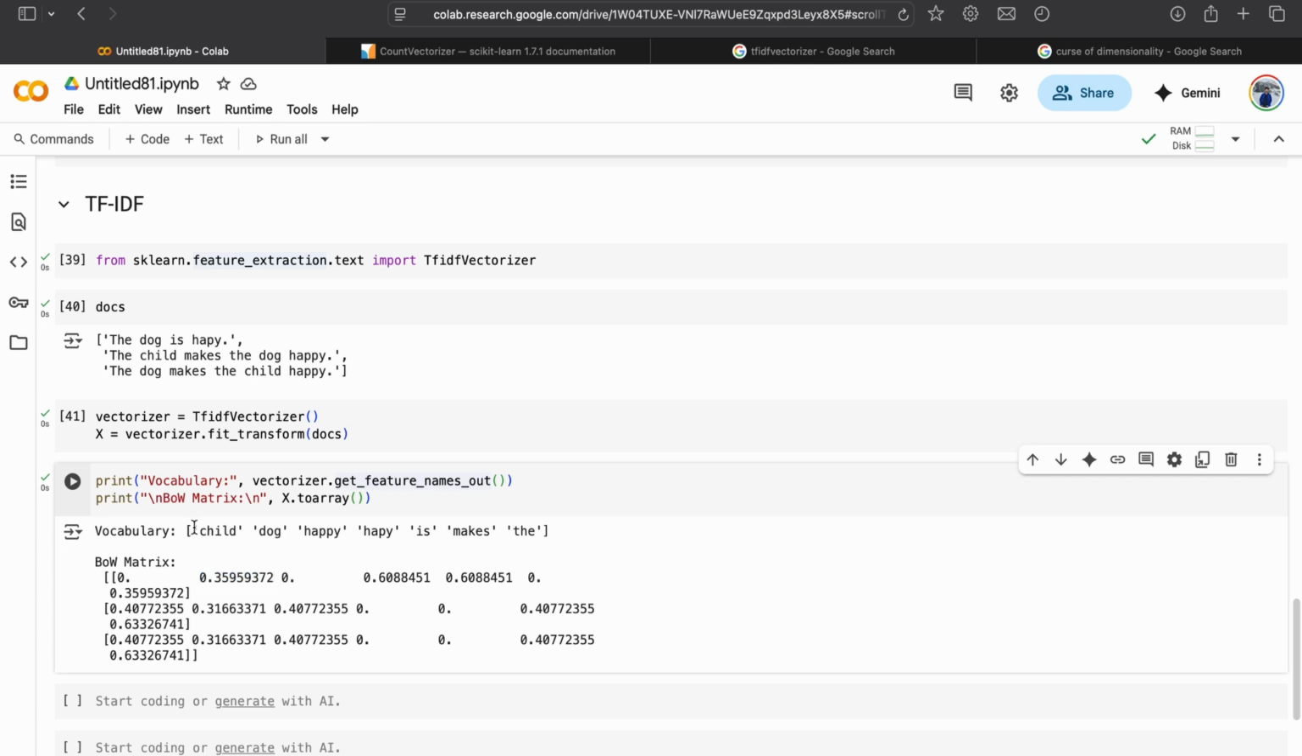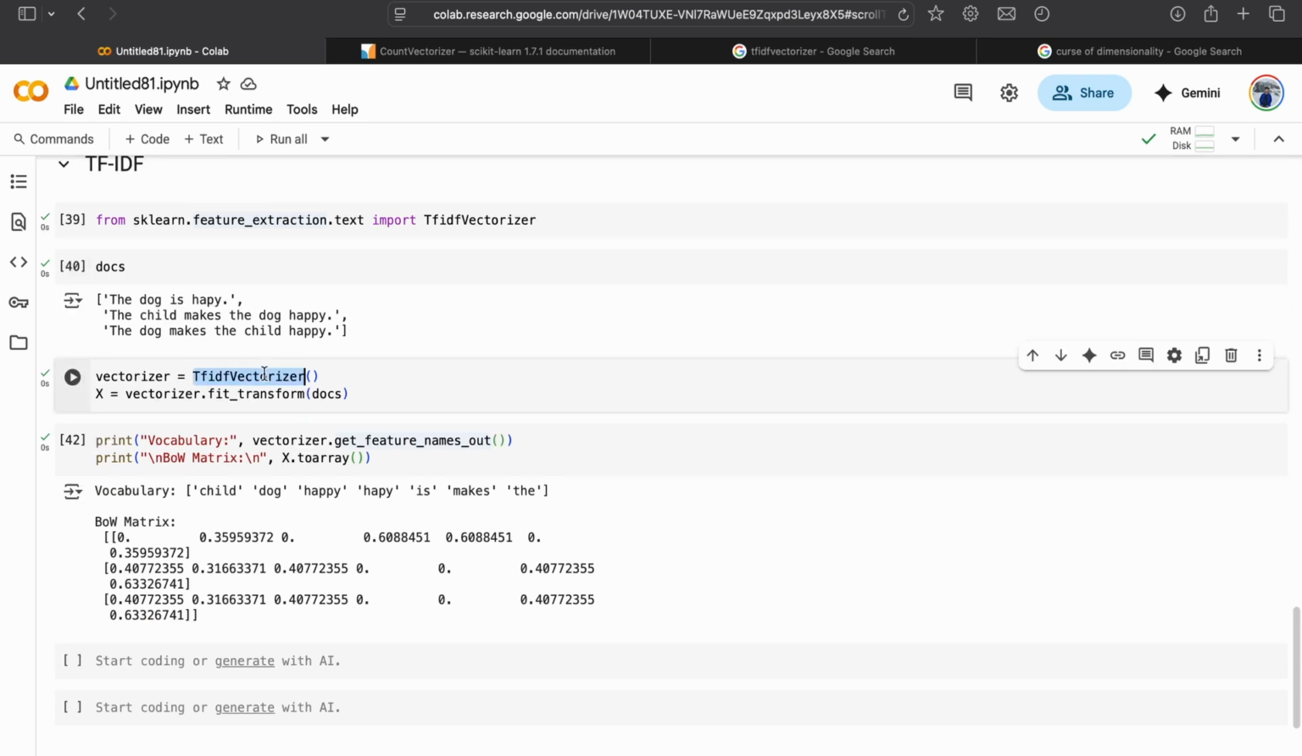You can see, similar to the bag of words, we are having this vocabulary, and then we are having these three different vectors, one for each of the documents, and each of them is the vector representation of the respective document.